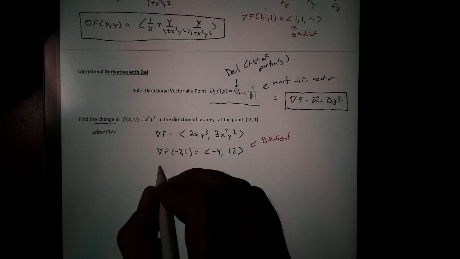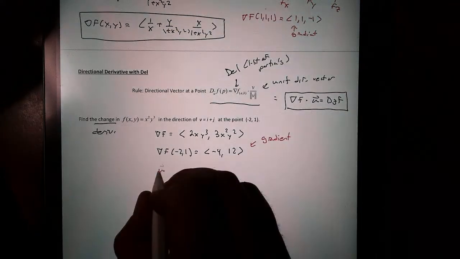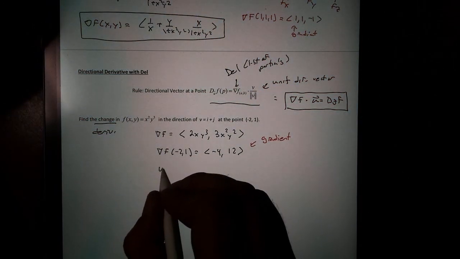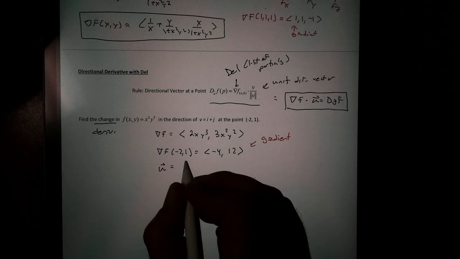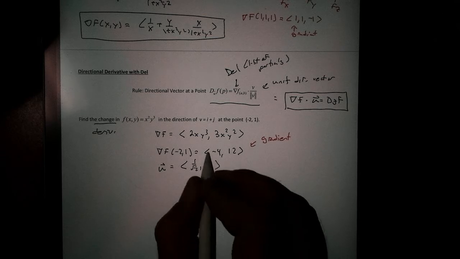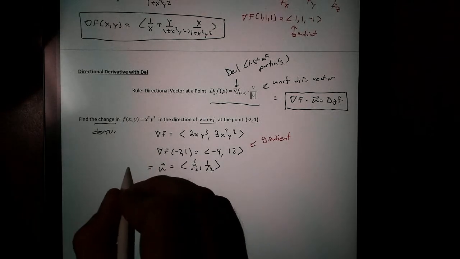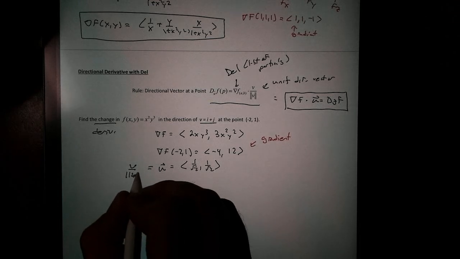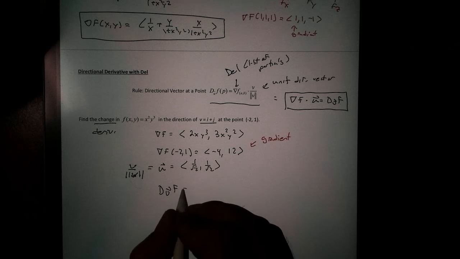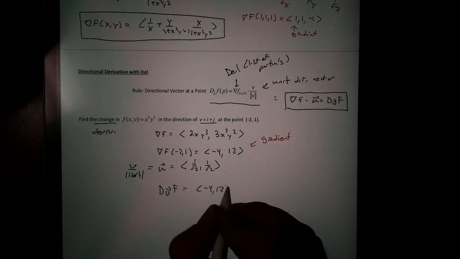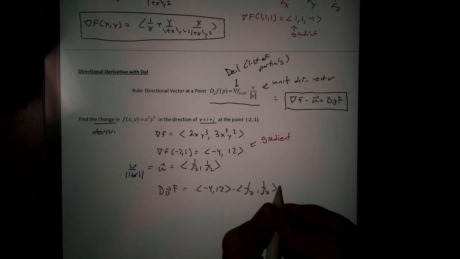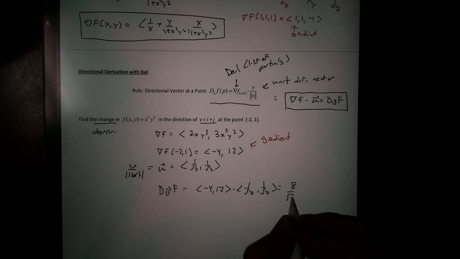We need our unit vector, which is not too hard to do. We already did that before. 1 over root 2, 1 over root 2. We get that from here. This is v over the magnitude of v. And then I just dot them together. We take our negative 4, 12, and we dot that with 1 over root 2, 1 over root 2. And of course, we're going to get the same answer, 8 over root 2.